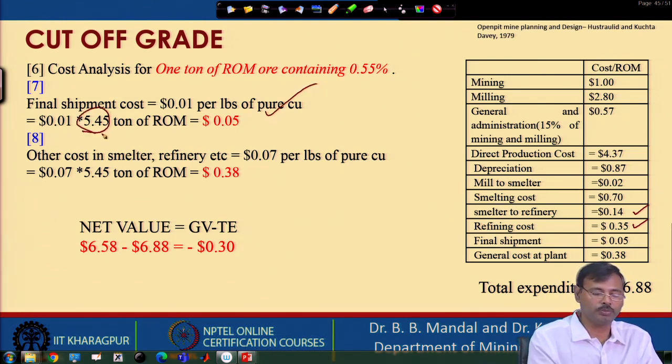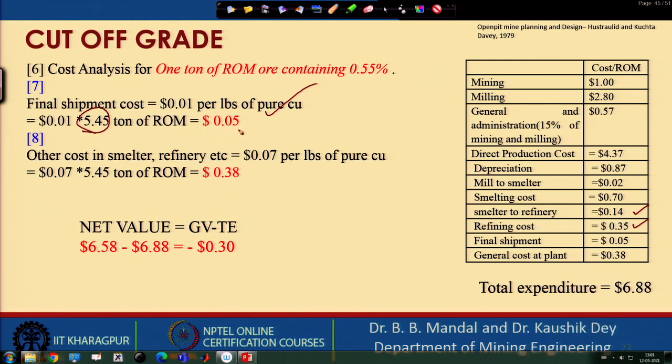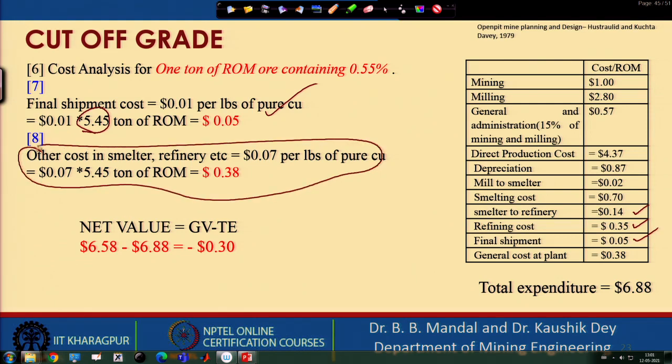Now, the final shipment cost, again this is based on the pure copper. Our pure copper from 1 ton of ROM is 5.445. So, this 0.05 is the final shipment cost, and the other cost, that means the general and administrative cost, again we have considered based on the copper, that is $0.07 per pound of copper, or in 1 ton of ROM how much copper we are getting. So, based on that it is coming 0.038.